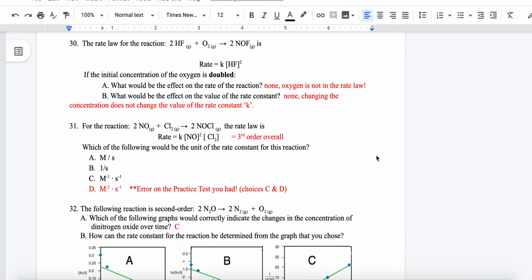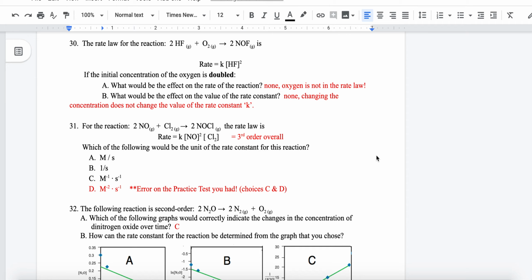For 31, this is looking at the overall order, which is third order, and your ability to come up with units on the rate constant. I do apologize that there was an error on your original practice test. The answer choices for C and D were both incorrect.